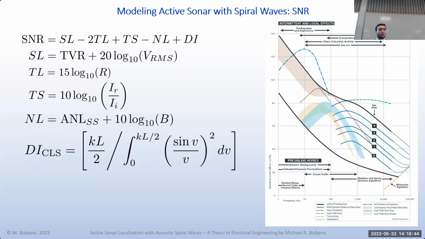I'm showing the equation for the continuous line source directivity index, but realistically, it varies a lot on your receiver and its dimensions. This is just showing that it depends on the physical shape and size of your transducer for receiving, your hydrophone.